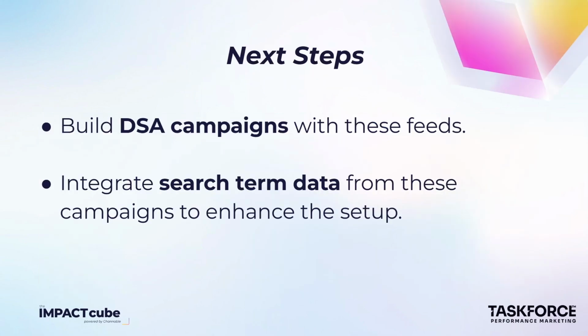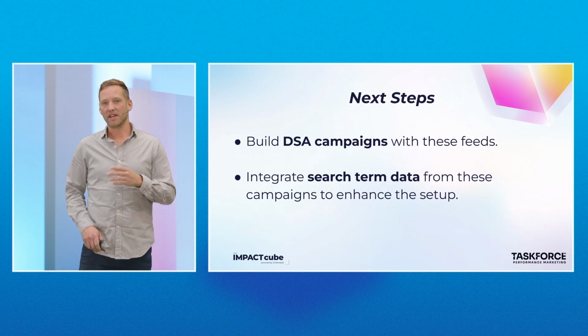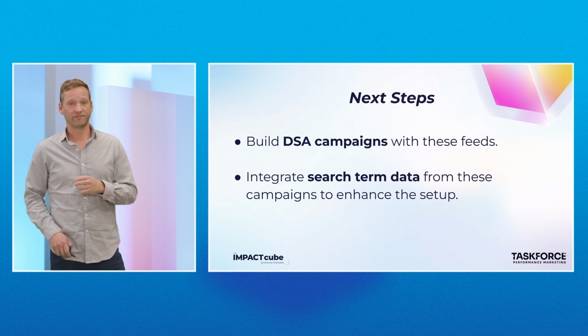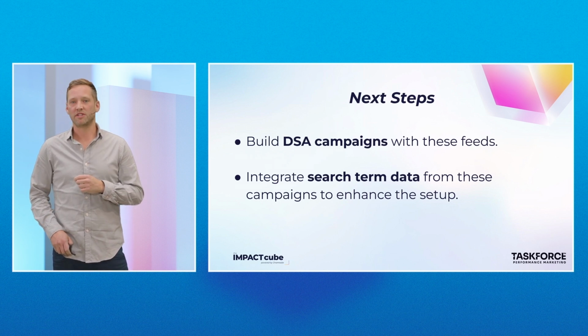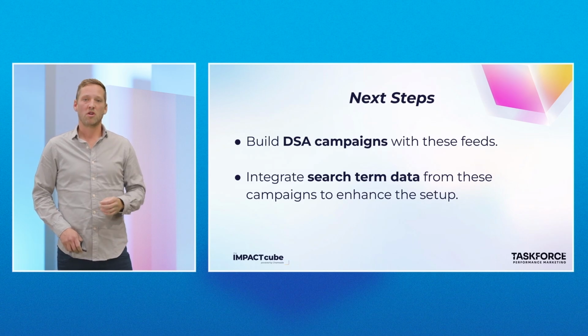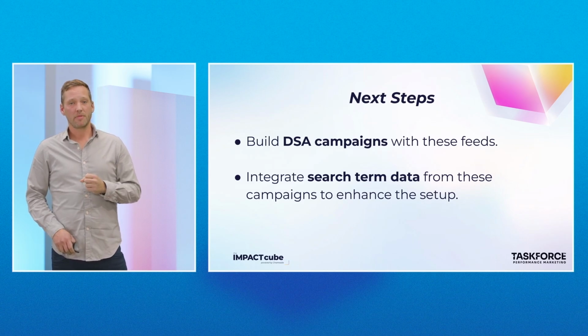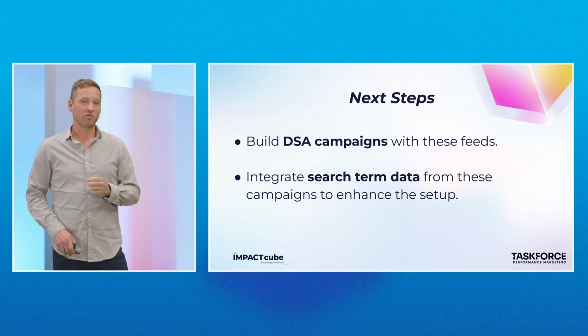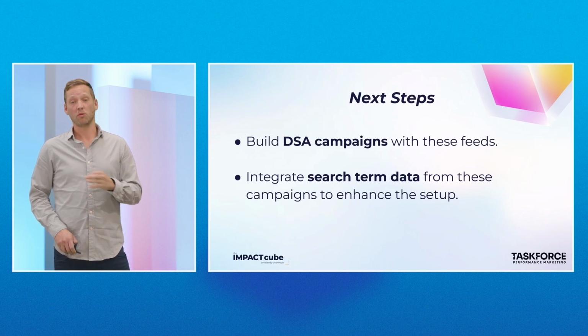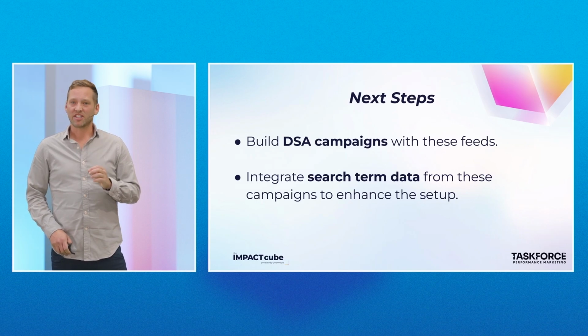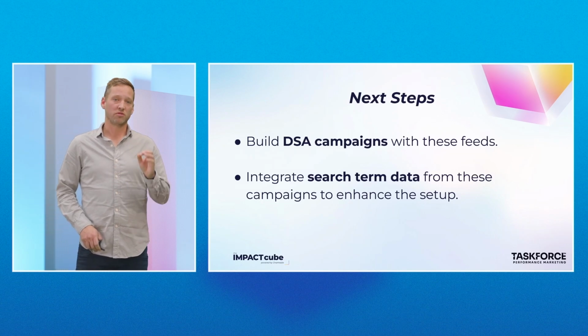Our next step is to build a DSA campaign, a dynamic search ads campaign, based on these optimized products, to dominate the SERP and advertise on product level. The search terms generated by those campaigns will also be integrated back into the flow with Channable. That way, we'll continue feeding the system with more and more high quality data. And that's how we're moving forward to a fully automated, AI-powered product feed optimization strategy.